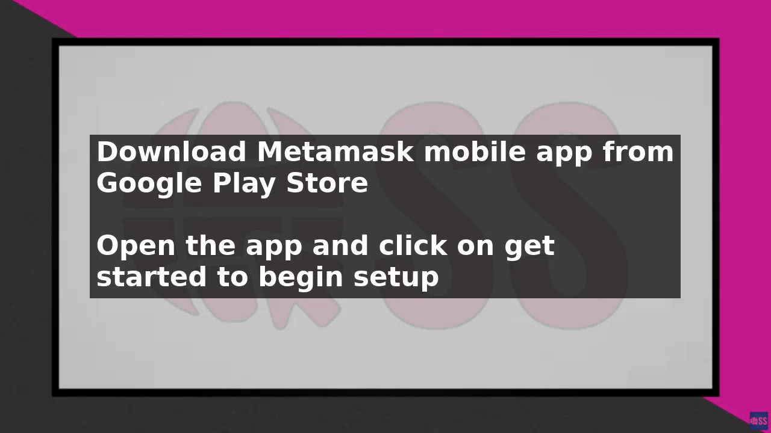To set up a Metamask wallet on Android, start by downloading the Metamask mobile app from the Google Play Store. Once the download is complete, open the app and click on Get Started. You will be presented with two options, either to create a new wallet or to restore an existing wallet using a seed phrase.